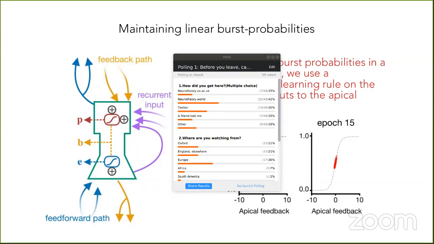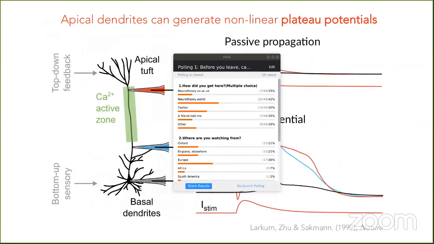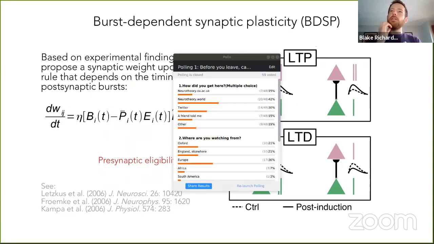Yeah. Hi, Blake. I just wanted to ask about the BDSP rule. Have you found out what causes the change of sign at a biophysical level? Right, so we haven't investigated this a huge amount, but what the literature points to pretty clearly is that it's all about the depolarization at the postsynaptic site. I hesitate to say this to this audience, but I personally found Lisman and Spruston's critique of STDP back in the day pretty convincing.